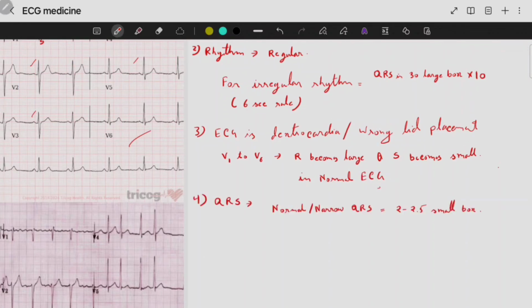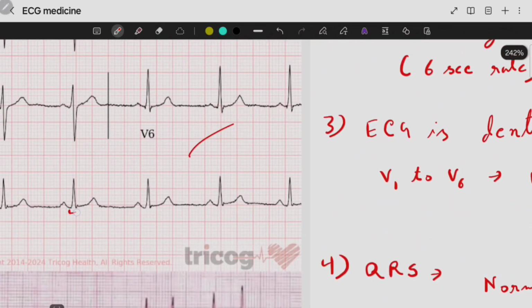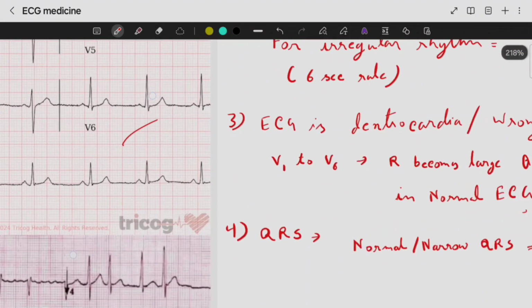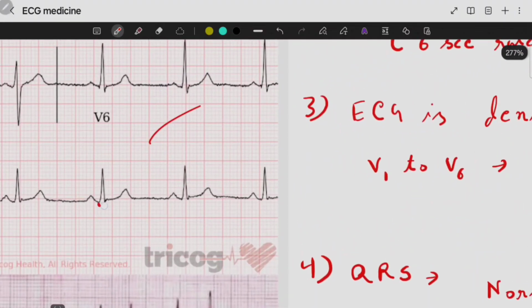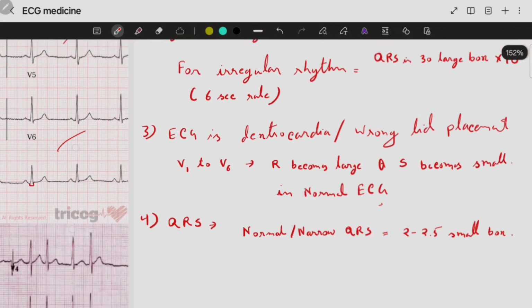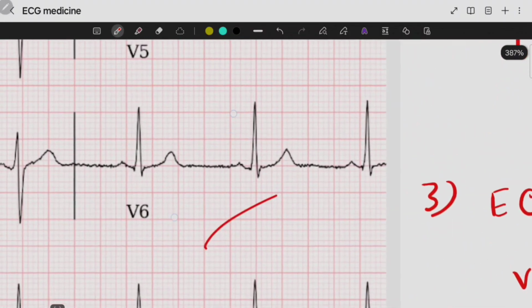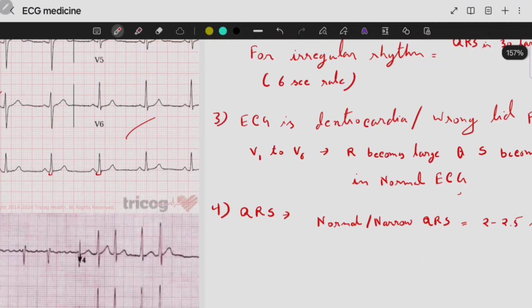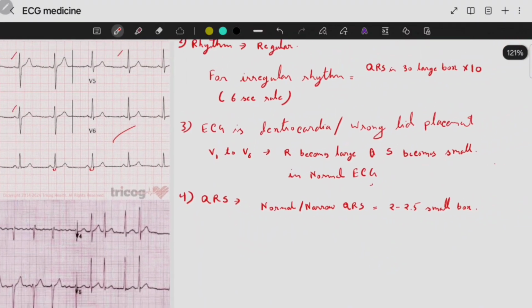Next, see the QRS complex. In the QRS complex, you first have to see the width of the QRS complex, meaning this portion. In a normal or narrow QRS complex, the width of the QRS complex is 2 to 2.5 small boxes. Here you can see the small boxes is almost 2, or 1.5. So it is a narrow or normal QRS complex.